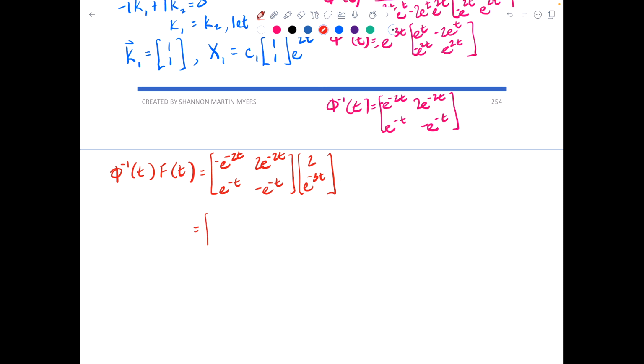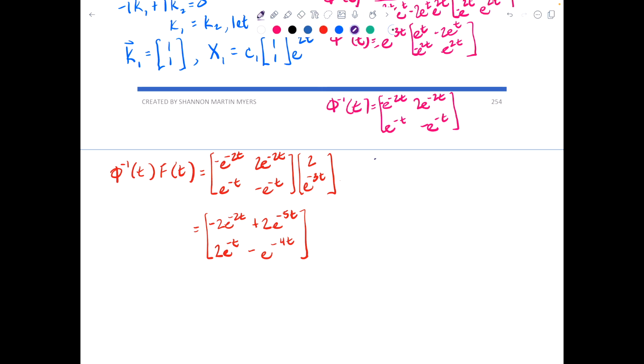So this is going to be negative 2e to the negative 2t plus 2e to the negative 5t, and then 2e to the negative t minus e to the negative 4t. And remember, this is what needs to be integrated, right? So we can pull that off to the side and take a look.